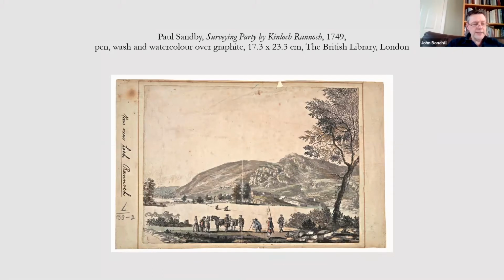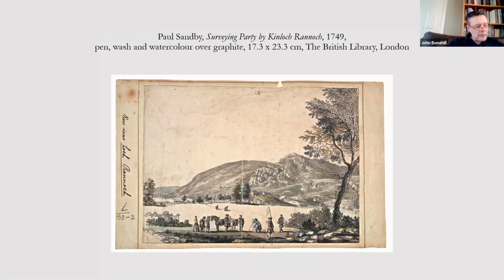Showing a surveying party at work in the Southern Highlands, Sandby's drawing is often reproduced in studies of the military survey and its chief architects, Colonel David Watson and William Roy. And in such studies, the drawing is usually treated, I think, as essentially documentary, as an on-site record, as it were, of a party in action. And by extension, for instance, the figure at the center of the image, at the theodolite, taking a reading or sighting, is usually assumed to be William Roy.